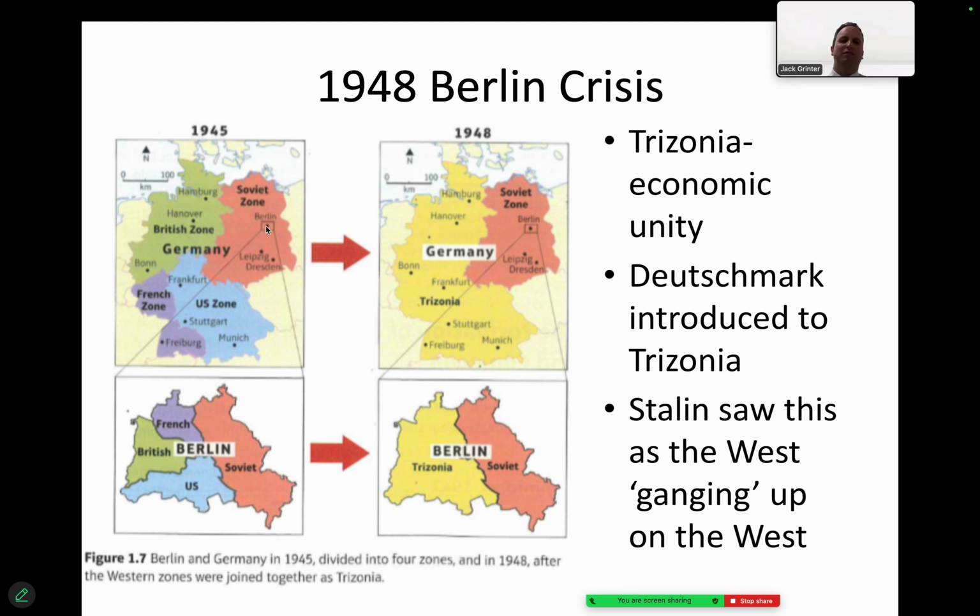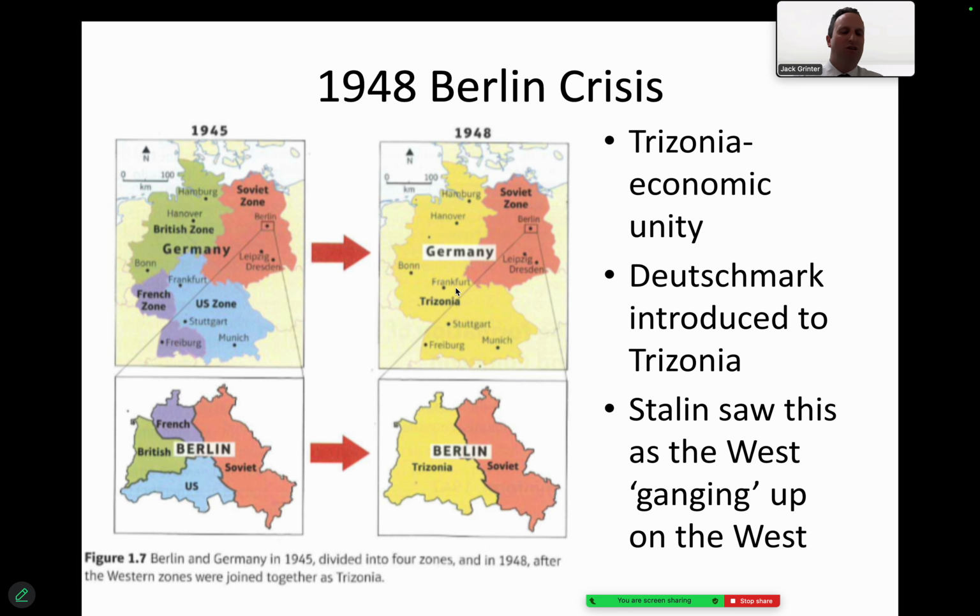By 1948, what's happened? What's the story? Well, 2 of the zones end up joining together and creating Bizonia, okay, 2 of the Allied zones. They then create, after that, Trizonia, okay? So Bizonia, you don't need to write about that. But Trizonia, so what it was economic unity. So they introduced a new currency into Trizonia.